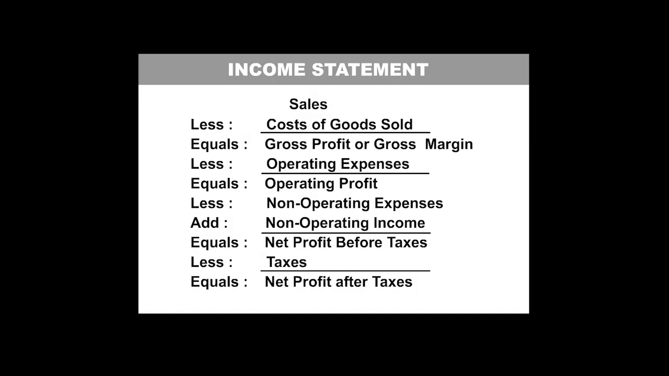After deducting operating expenses from gross profit, the accountant derives operating profit. Again, the percentage or ratio relationship between operating profit and sales must be established.